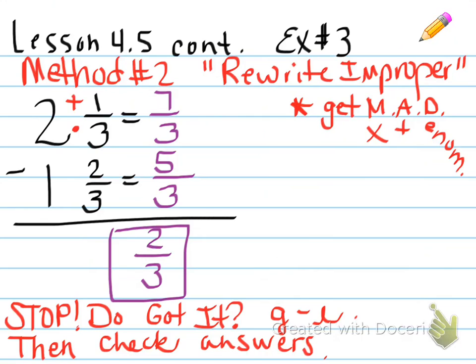Okay, so here's where you put it into practice for yourself. So you need to stop the video. You need to do the got it questions, and again, there are a lot. It's letters G through L. Once you've worked all of those, then come back and check the next slide. Some of them will be worked out for you with the answers. Others you'll just have the answer like before, and we can go over any that you still have questions about in class. So pause here and do the got it's.